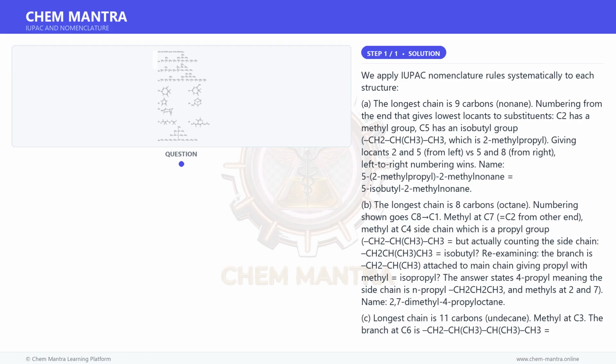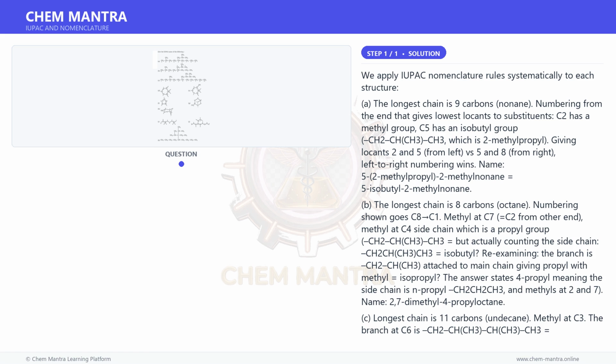I. 8 carbon chain, octane. At C2, 2 methyls, gem. At C6, 2 methyls, gem. At C7, 1 methyl. Total 5 methyl substituents. Name: 2,2,6,6,7-pentamethyloctane.